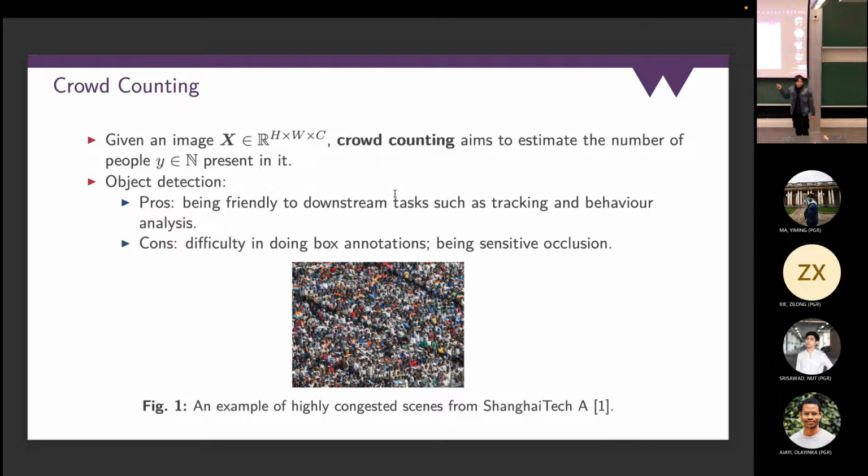For people familiar with deep learning, you may say, well, this problem can already be solved by object detection. But using object detection has some disadvantages. That is, it's very difficult to do the box annotations, and this process can be very time-consuming.